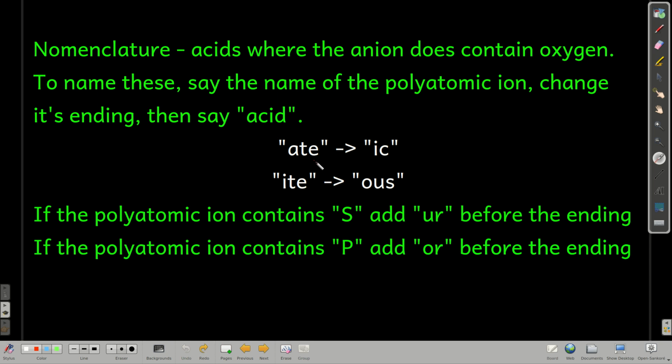So you look up the name of that polyatomic ion. If it ends in ATE, you change the ATE to IC. If it ends in ITE, you change it to OUS. ATE to IC, ITE to OUS. And if the polyatomic ion has sulfur or phosphorus in it, like sulfate, phosphate, sulfite, phosphite, then you're also going to add back a UR for sulfur, and an OR for phosphorus. So sulfate becomes sulfuric, sulfite becomes sulfurous, phosphate becomes phosphoric, etc.